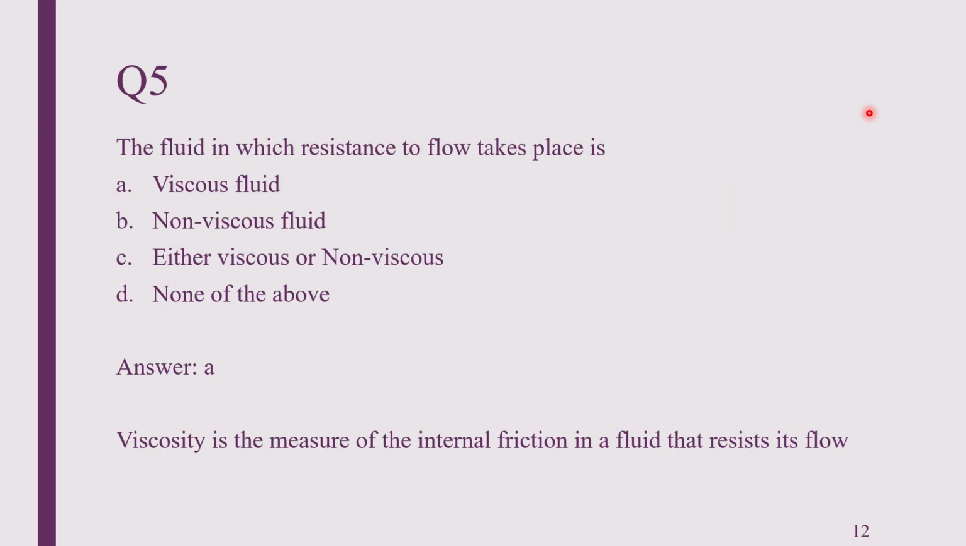In question 5, the fluid in which resistance to flow takes place is: viscous fluid, non-viscous fluid, either viscous or non-viscous, none of the above. We all know that if there is resistance to flow, it is because of the viscosity effect. So it is for viscous flow. Viscosity is a measure of internal friction in a fluid, where it is resisting the fluid motion.